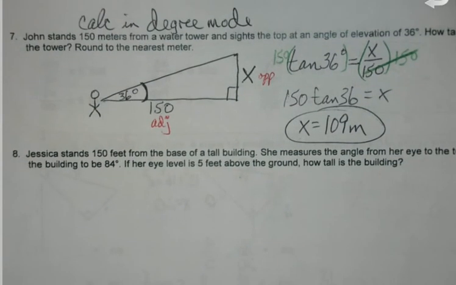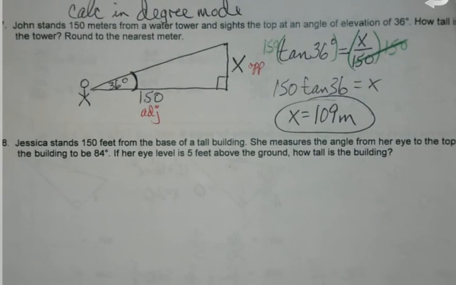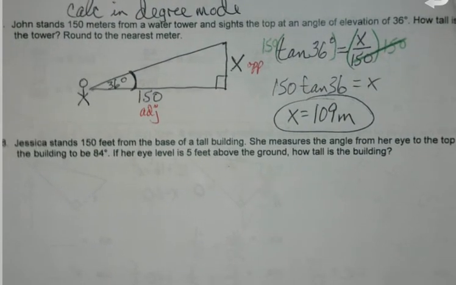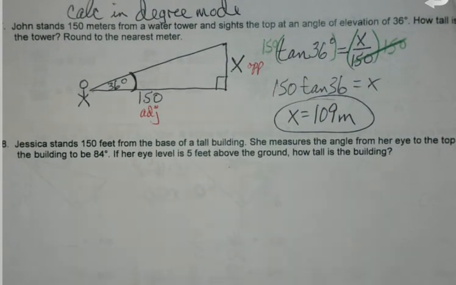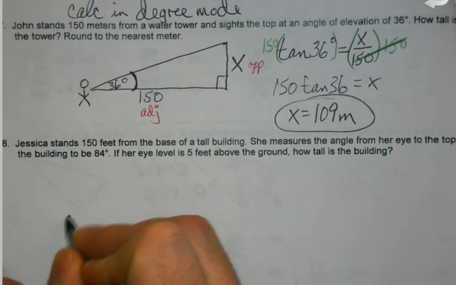Sure. For instance here, Jessica is 150 feet from the base of a building. We're like, okay, this is starting to look like the last one. But she's up top. She measures the angle. No, she's not on top. 150 feet from the base, so she's still down here. She measures the angle from her eye to the top of the building to be 84 degrees. If her eye level is 5 feet above the ground, how tall is the building? Okay, so here comes my ultra awesome drawing again.